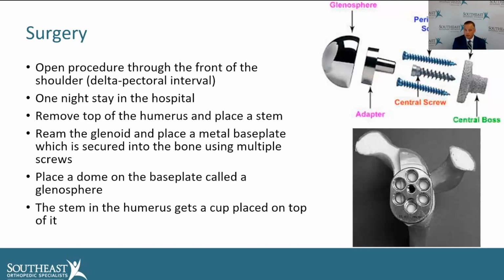We again remove the top of the humerus and place a stem. We ream the glenoid like we did on anatomic, but this time we place a metal base plate onto the glenoid. This is designed to have some sort of porous metal on the back side of it that allows for bony ingrowth, and it is screwed into the glenoid with multiple screws. Then a dome is placed on the base plate. We call that a glenosphere. And then the stem in the humerus gets a cup placed on top of it.